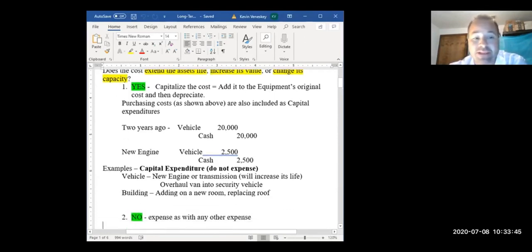So here's a couple examples. New engine, putting in a new transmission in your car, that's going to make your car last longer. It's a pretty hefty item.